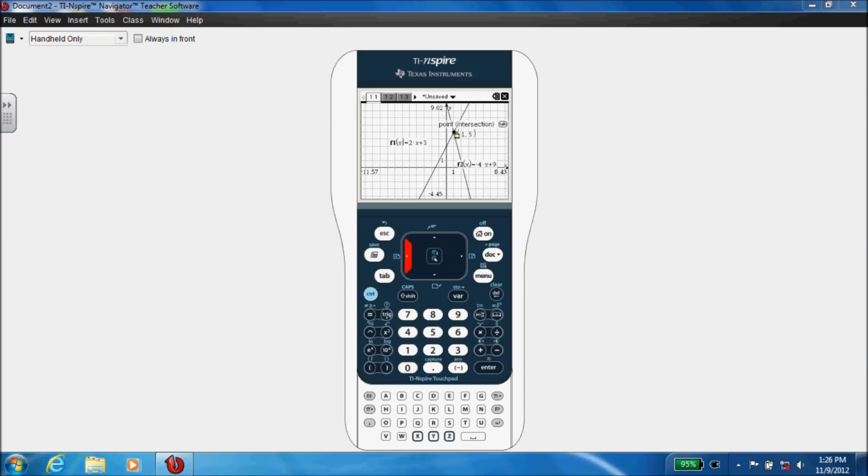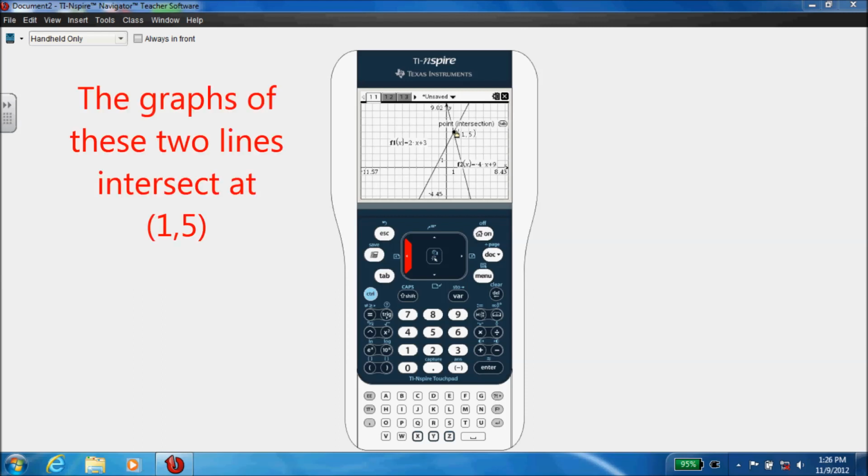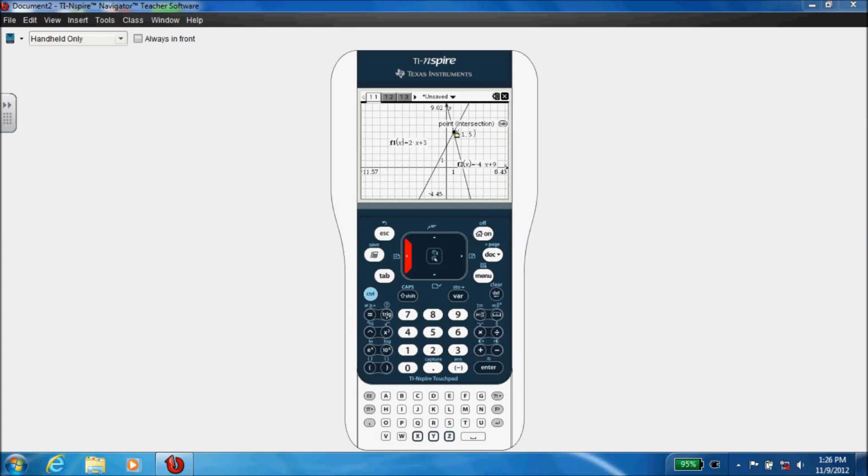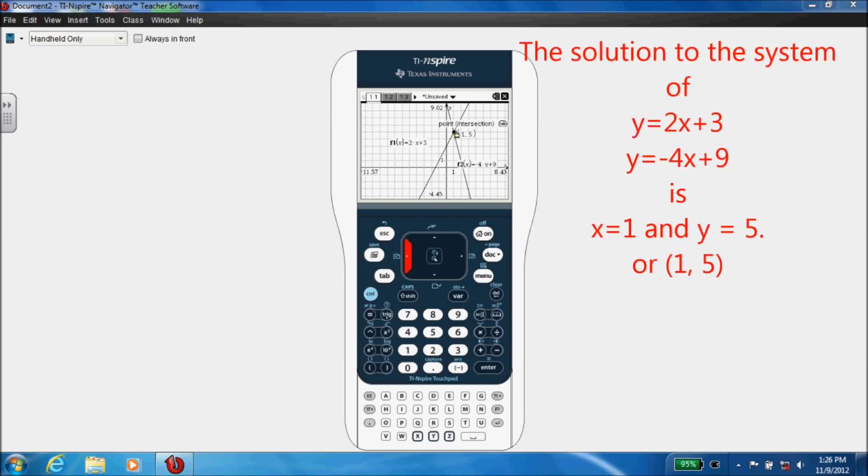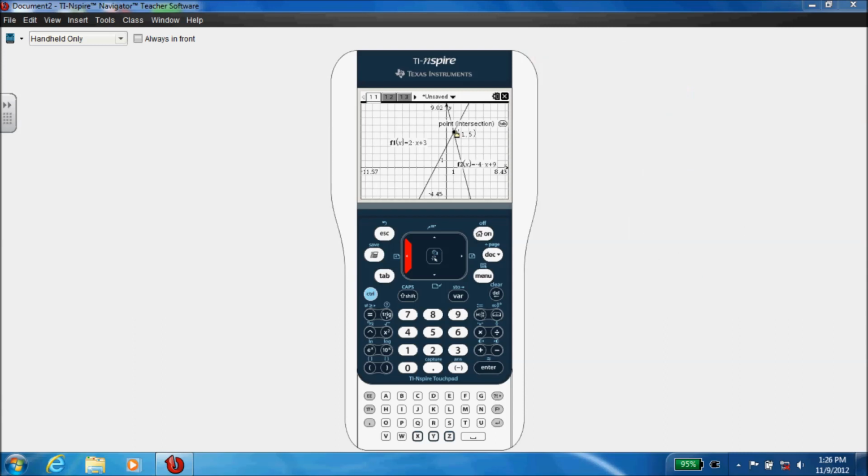So whenever you graph a system of linear equations and it gives you two lines on the graph and they intersect in one place, that means that there's one solution. And that one solution is x equals 1 and y equals 5. But there are also two additional cases that we can see in linear equations, and let's look at another one.